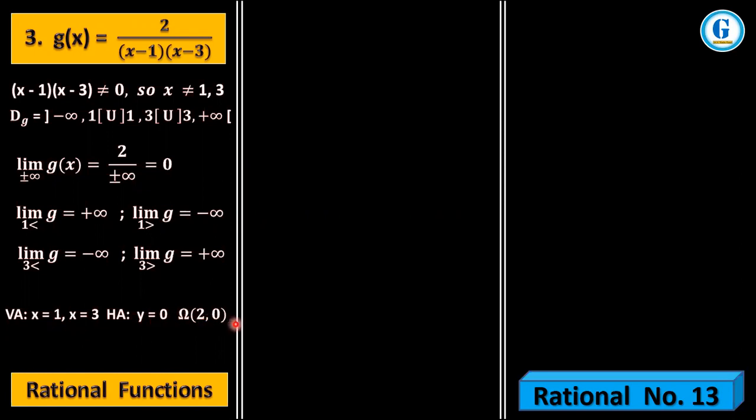Now we can equally get our intercepts. When x is equal to 0, we are going to have 2 on 3 as the y value. So we have just one intercept here, because if you solve the equation y equals 0, we are not going to have any values for x.